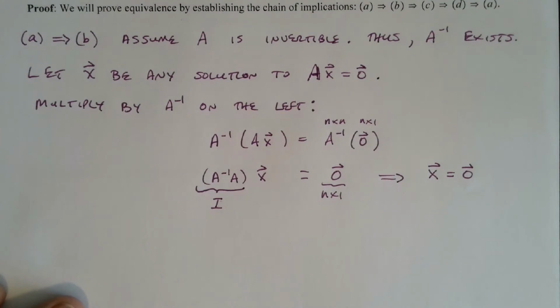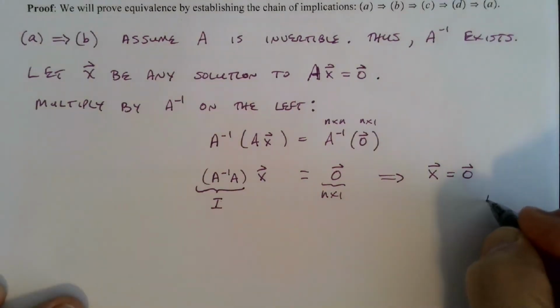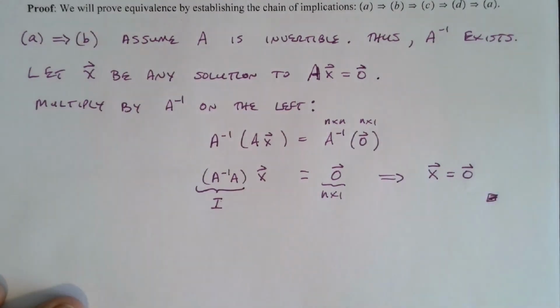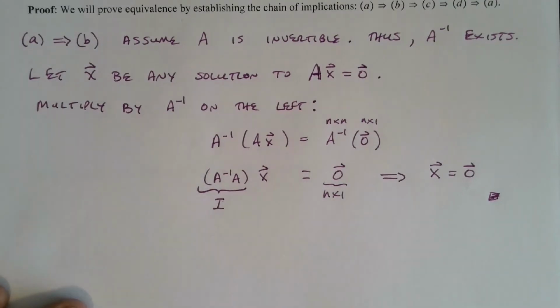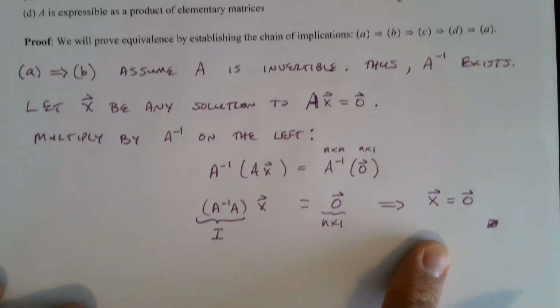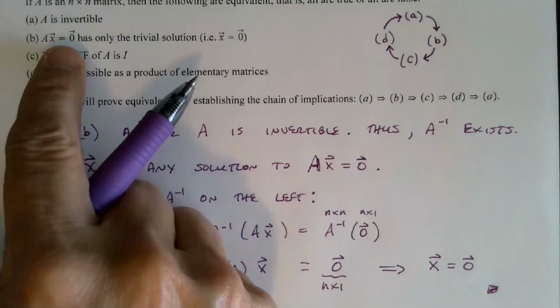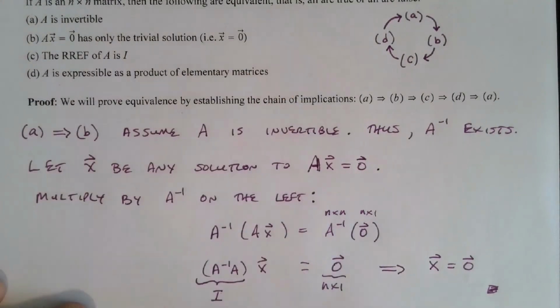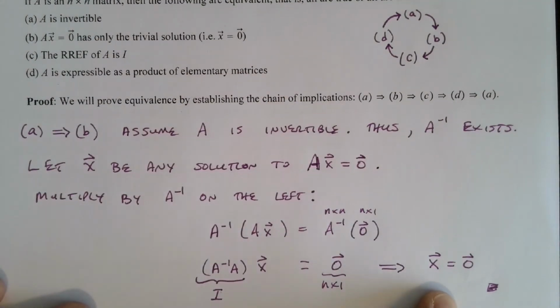Okay. And there's the proof of the first part. We're not done with the whole thing, but there's the first implication, right? Because we were trying to show what? If A is invertible, then this system has only the trivial solution. And that's what we've shown. We have only the trivial solution.